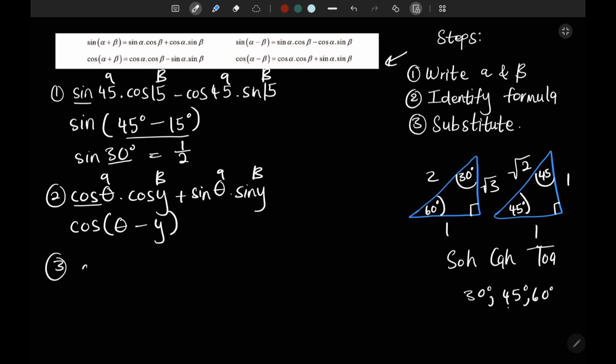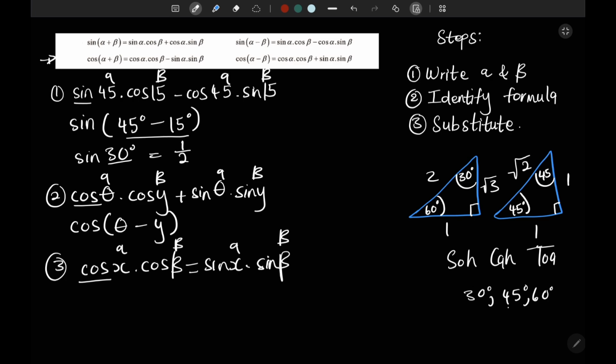Let's do the third example. Let's try cos x times cos beta minus sine x times sine beta. Okay, what's the first step? Write A and B. A, B, A, B. What's the second step? Identify the formula. This is basically cos alpha times cos beta minus. Let's look for cos alpha times cos beta. Here we have sine, so it's definitely not that one. Here we have cos alpha times cos beta minus, so it's definitely that formula.